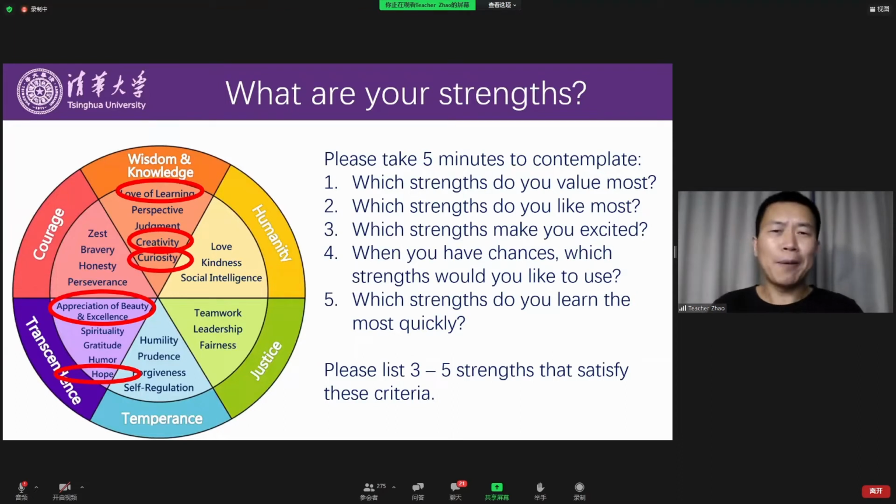So could you please also take a pen and paper and think about these 5 questions, find your strengths, and then put them onto the chat area. All right, we have 5 minutes. Let's start right now.